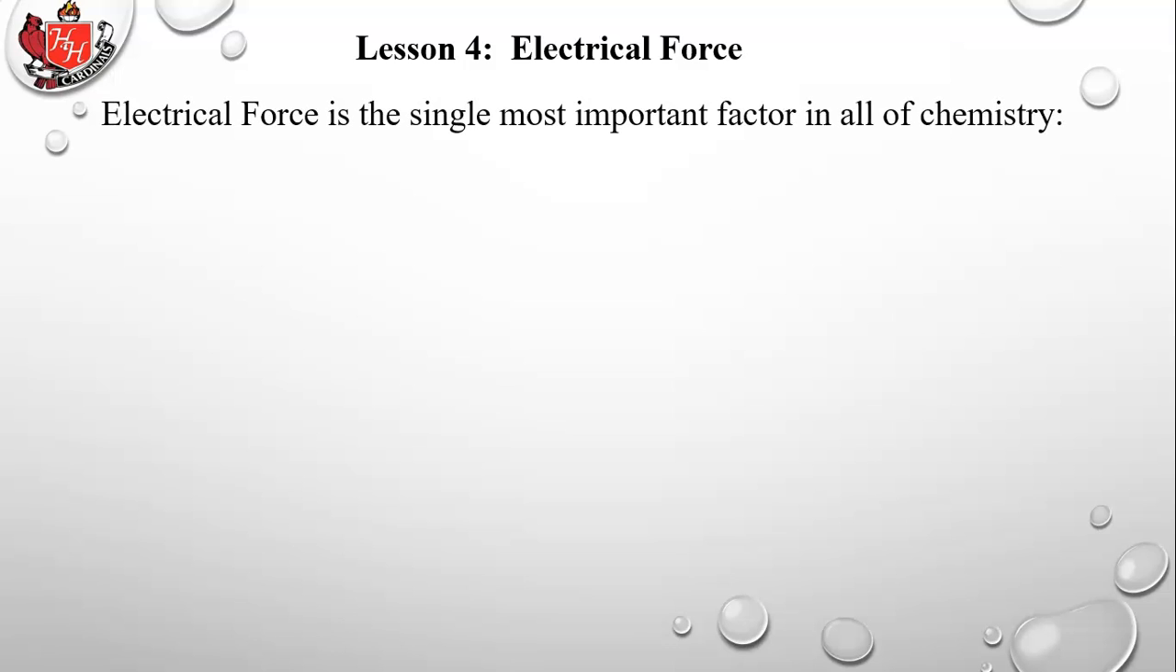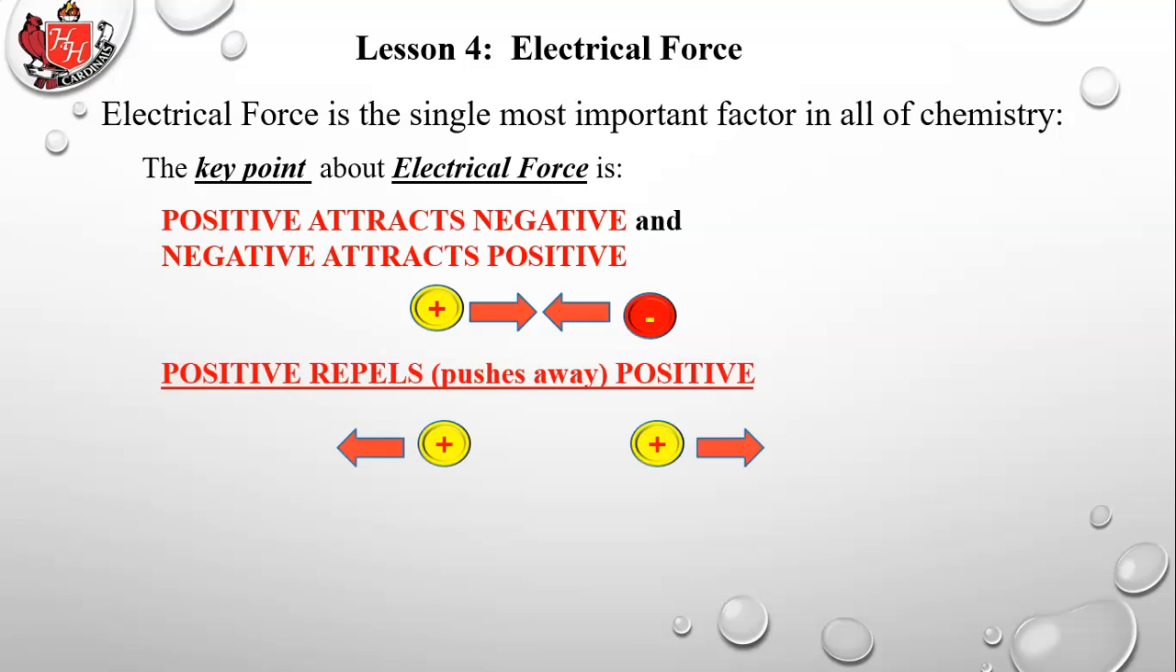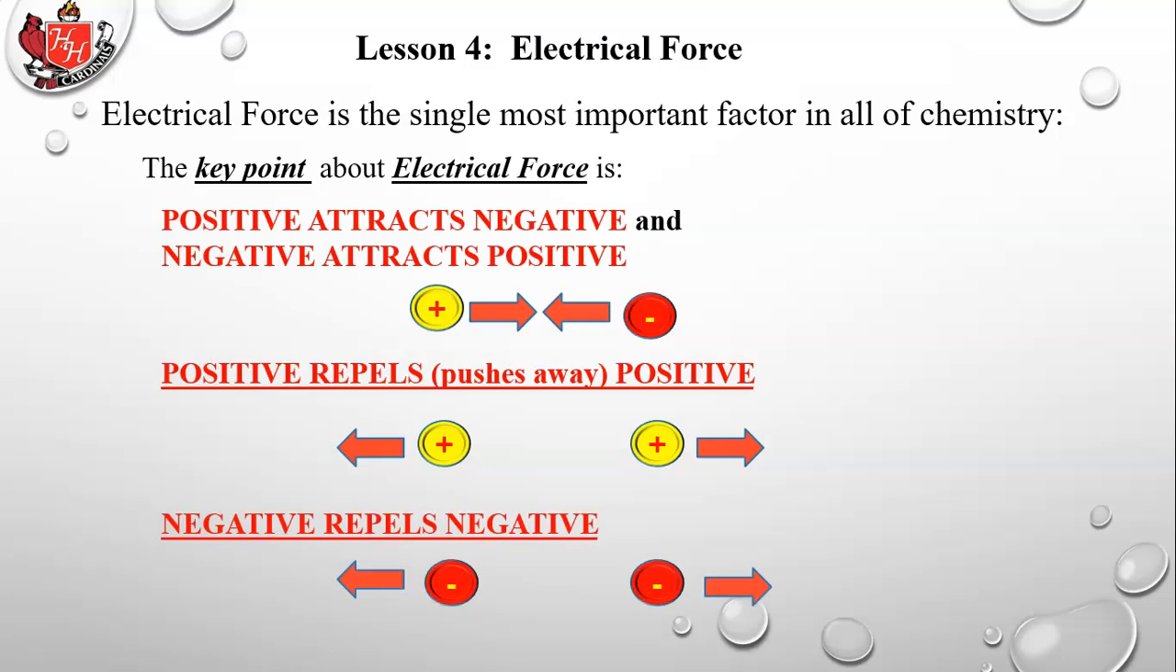So electrical force is the single most important factor in all of chemistry. The key point about electrical force is positive attracts negative and negative attracts positive. Positive repels, pushes away positive, and negative repels, pushes away negative. And you're going to see that basic principle appear almost every day in this class.